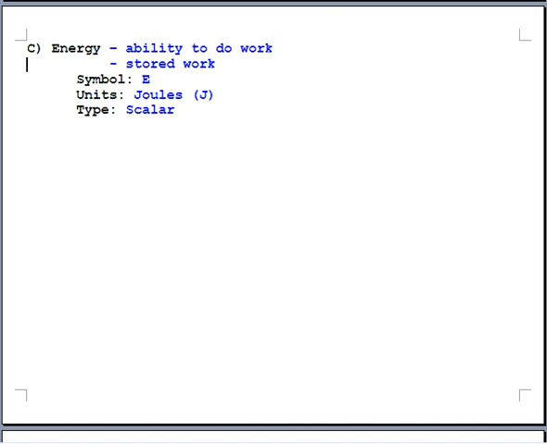The symbol for energy is a capital E. The units are the same as work, so it's J for joules. So energy and work are really one and the same if the units are identical. And it's scalar as well. We don't have to worry about direction.